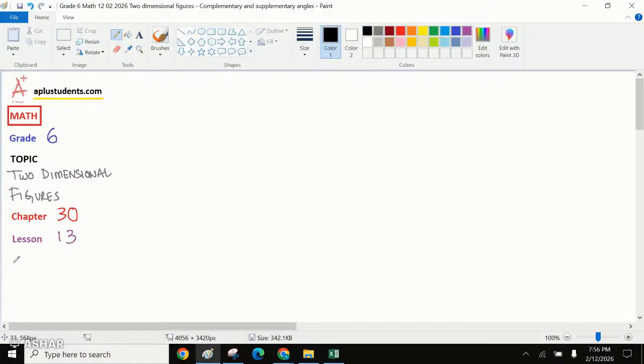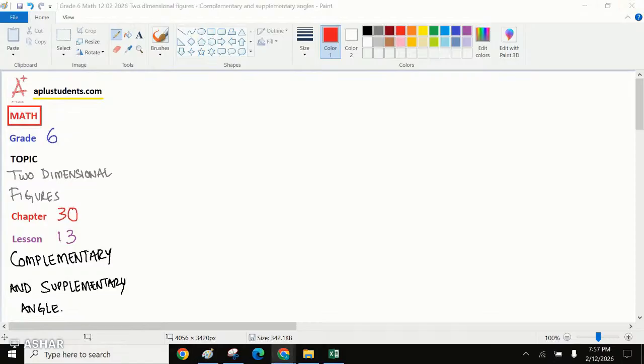And the name of the lesson is Complementary and Supplementary angles. We would be looking at the angles between lines. Two intersecting lines would always form angles, right? So let's go to the topic, grade 6 maths.